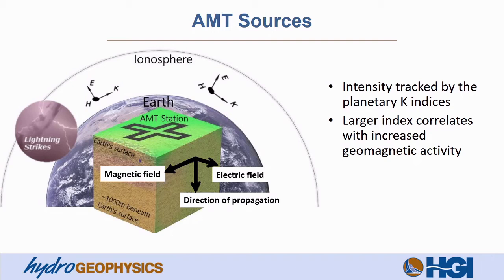At the AMT survey site, the signal propagates as a plane wave incident to the surface. That means that the signal diffuses down into the Earth below the surface and the signal strength decreases as it moves deeper into the Earth. Both the electric field component and the magnetic field component of the signal are perpendicular to the direction of signal propagation, as seen in this image. We can track the intensity of the electromagnetic interactions with our ionosphere with the planetary K indices, which are published by the National Oceanic and Atmospheric Administration.